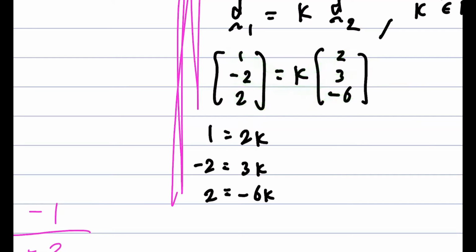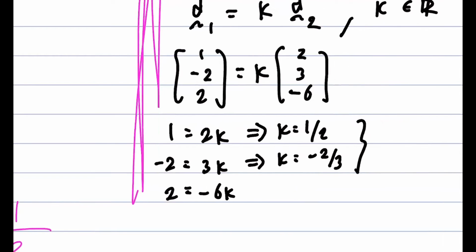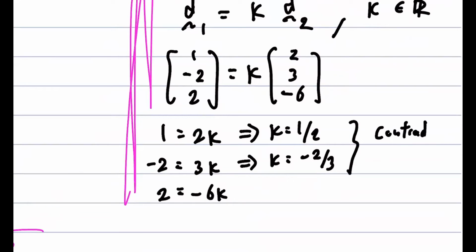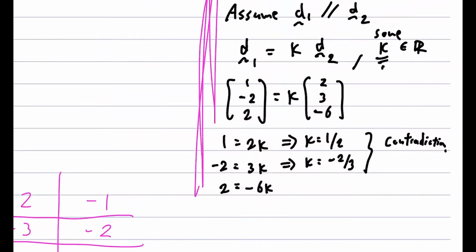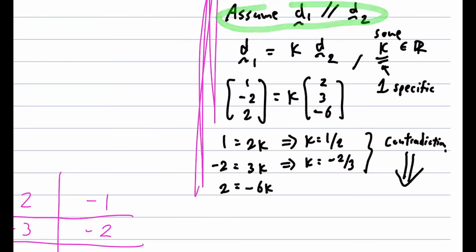Okay, good. So now we can solve for K in the first one. We'll get K equal to half. Now we can solve for K in the second equation. K equals negative 2/3. Straight away, you see contradiction. How can K be equal to 2 different values? Impossible. K can only be one specific number. Here is contradiction. So we conclude the initial assumption that they're parallel is false.